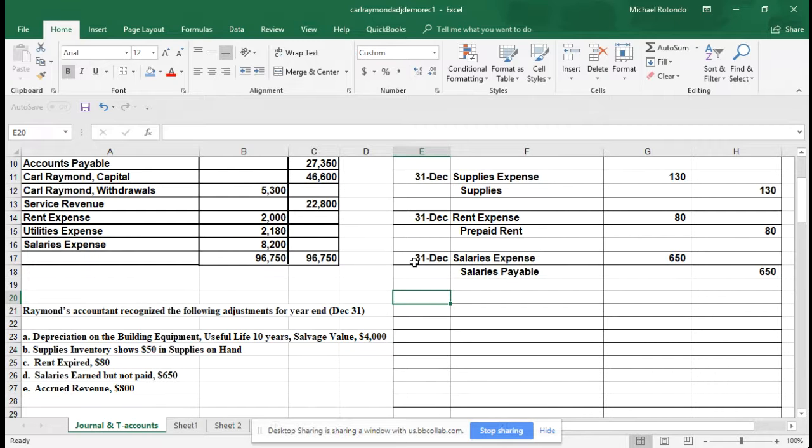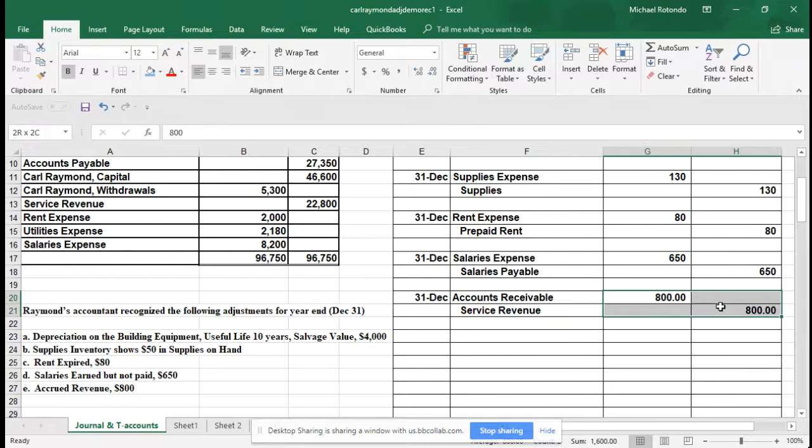We need to recognize that revenue, okay? And we also need to recognize that we have accounts receivable. Because if we don't record those things, they won't end up on our financial statements, and we will not be providing a clear picture to the readers of our financial statements. So if we don't do this adjusting entry, we will be understating our revenue. So we're going to debit accounts receivable for 800, and we're going to credit service revenue for 800.